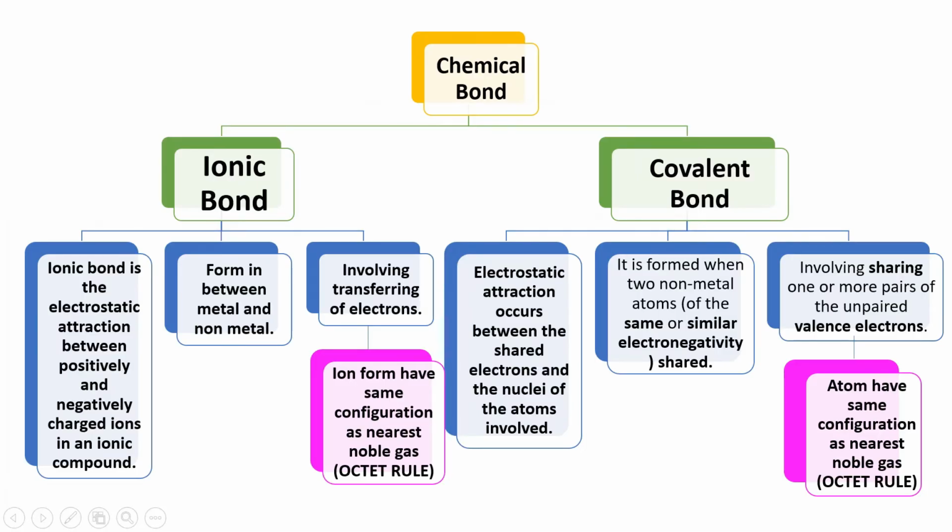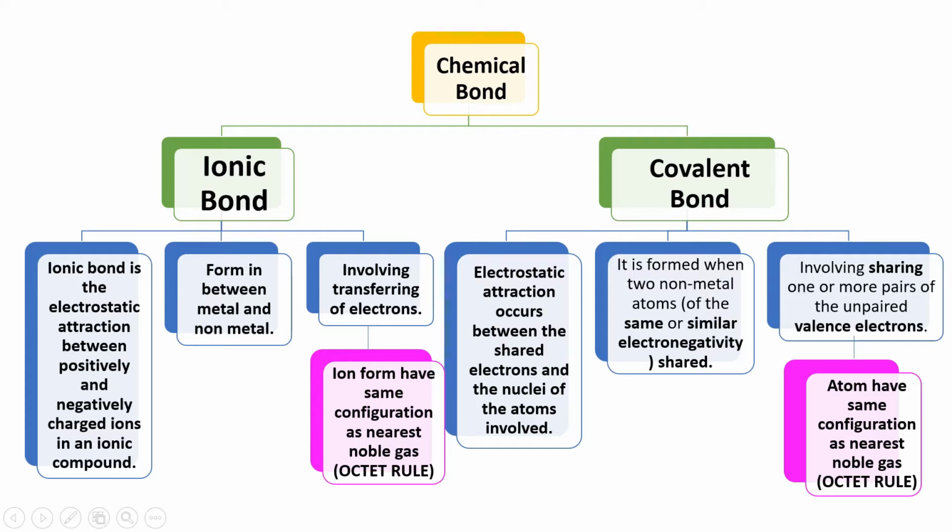So we look at the types of bond. Since we have two, ionic bond and covalent bond, what is ionic bond? Here, ionic bond is the electrostatic attraction between positively and negatively charged ions in an ionic compound. It is formed between metal and non-metal.